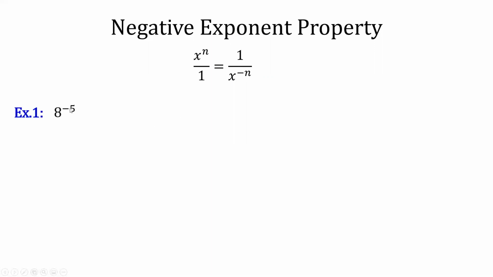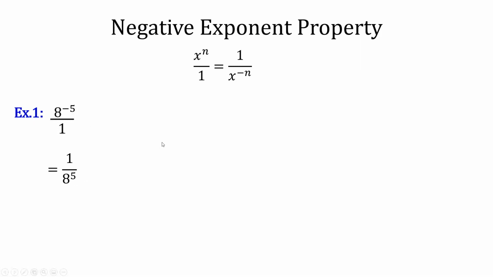So if I have 8 to the negative 5th power, we all know we can write this as 8 to the negative 5th over 1. And since I have a negative exponent, I don't like that. I need to make it positive. Since this is at the top, I'm going to throw it to the bottom. So I'm now going to have 1 over 8 to the positive 5th power. It was negative 5 when it was at the top, but when I threw it to the bottom, the sign changed. It went from negative 5 to positive 5.